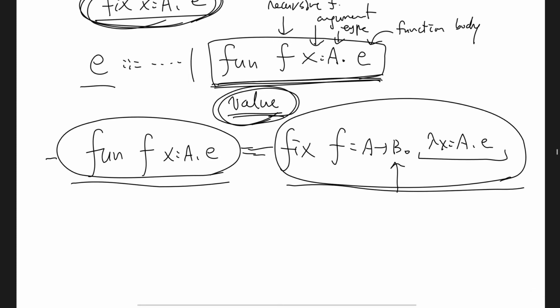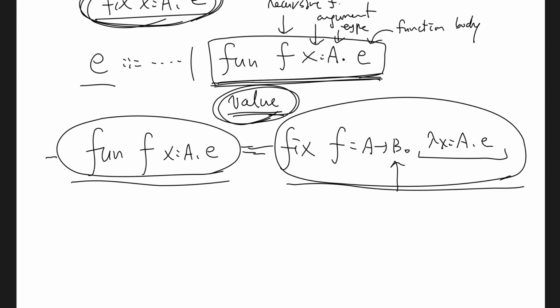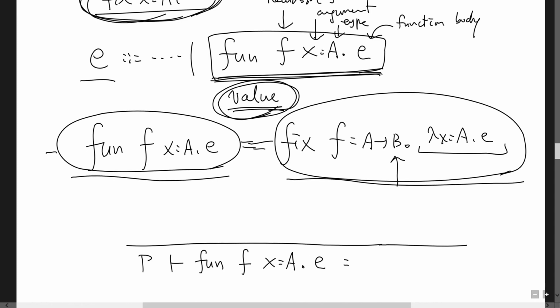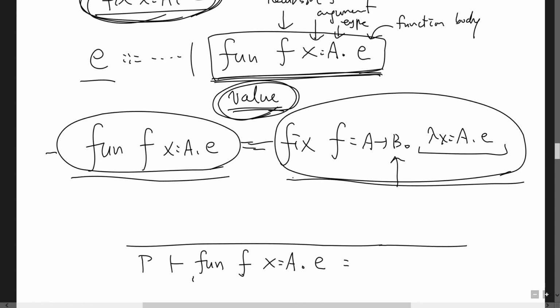Let's think about the typing rule for this function construct. So the question is, how do we determine, under this typing context gamma, the type of this function construct? We intend to use this function construct to denote a recursive function whose formal argument is x of type A. So it is going to have some function type of this form for some appropriate type here. And how do we decide this return type?